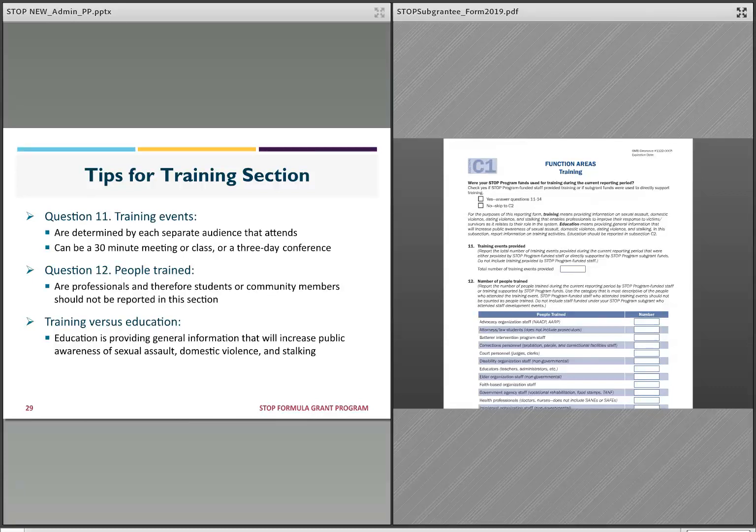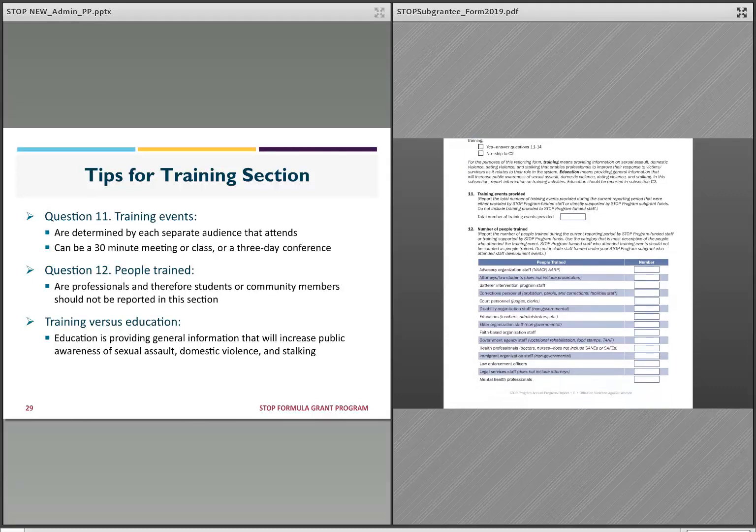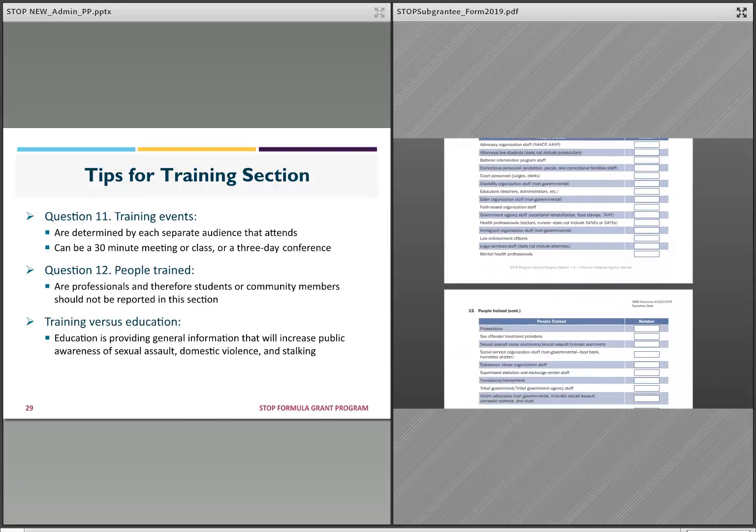If there are pre-professional students being trained, such as students in nursing school, they should be reported according to the professional class that they are going to join. So, for example, nurses should be reported under the health professional category. The next section on the form is the education section, which is a new section as of 2019.